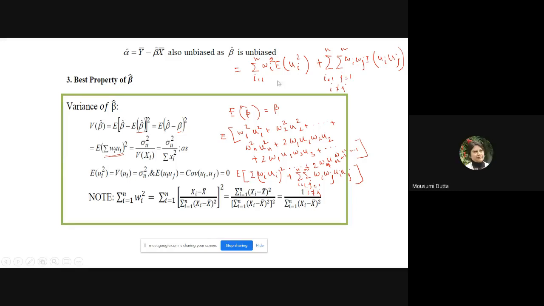Okay, so everybody I think is at this step. Summation i is equal to 1 to n wi square expectation of ui squares plus double summation wi wj expectation ui uj. Now can you tell me what is the value of expectation of ui square? Is there any assumption regarding this one? Ma'am, sigma u squared. Ma'am, homoscedasticity. Very good. So there is the homoscedasticity assumption. Expectation of ui square is nothing but variance of ui.